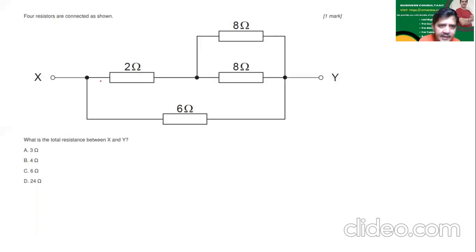What is the total resistance between X and Y? So how do I simplify this? Now you see, these two are in parallel. I already told you, you should first simplify the parallel ones. Simplify this one first. So what is the simplification of this?